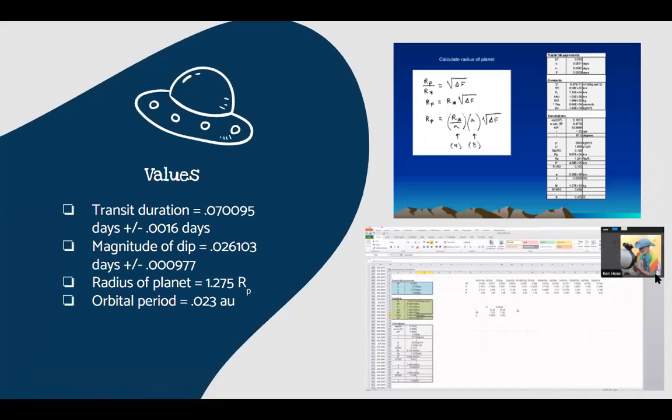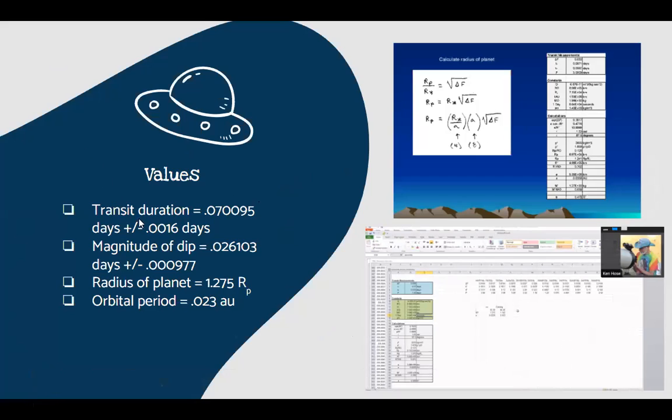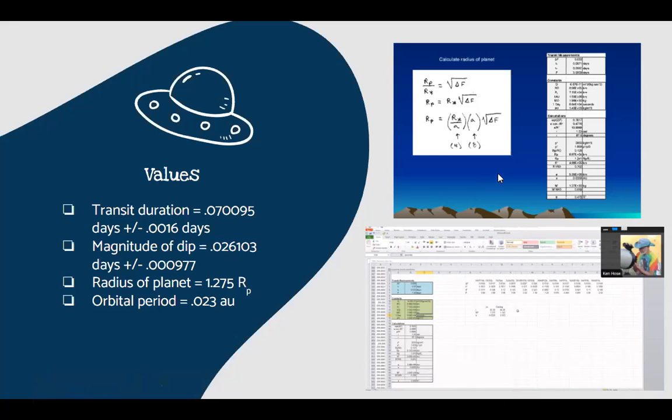Ken developed an algorithm to help us calculate the orbital parameters because without his help, it would have taken us a significantly longer amount of time to find our answers. But in the end, we calculated that the duration of the transit was approximately 0.07 days plus or minus 0.0016 days, that the magnitude of the dip in brightness was approximately 0.026 days plus or minus 0.001 days, and that the orbital period was 0.023 astronomical units. We used several equations that Ken showed us and both calculated some things on our own and some things with him.